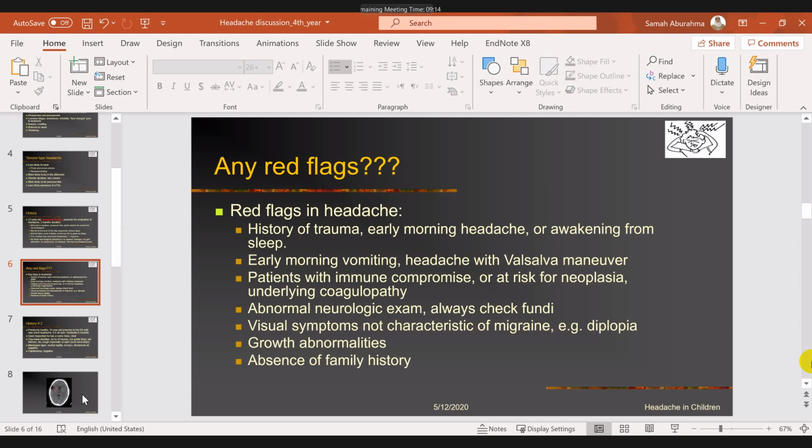This is very important to remember always. You need to know that you have to do a fundoscopic examination. If you're able to do it, excellent. If not, ask someone else.